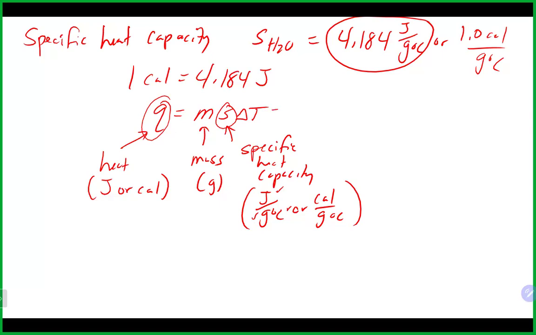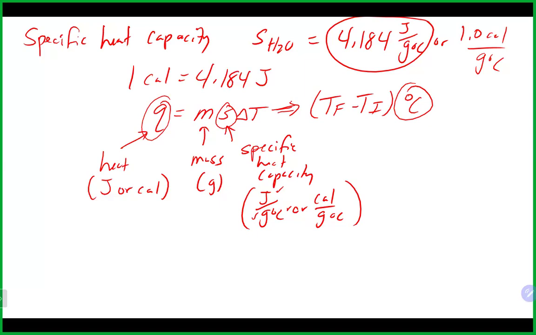Now, the change in temperature, as we've been talking about, is really probably the most important part of this. This is the final minus the initial. And in one of the few cases, as we talked about, you do leave it in degrees Celsius because our specific heat capacity is in degrees Celsius. So unit-wise, everything cancels out.